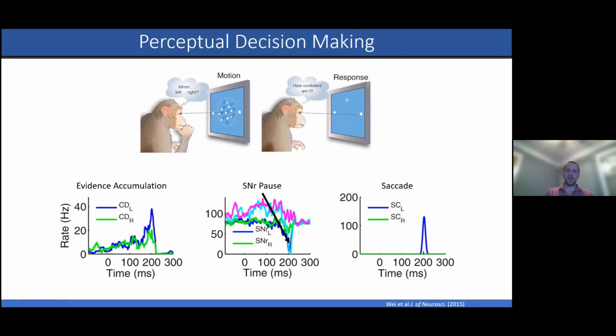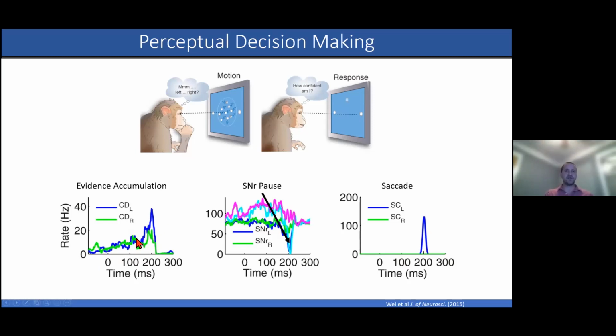All right, so a paradigm for decision making is a perceptual decision making task, where an animal looks at a screen with dots that are moving in different directions, and their task is to decide which way on average these dots are moving. And within the SNR, what you see from experiments, this is a model here, but you see a ramp in activity in the direct pathway for neurons that are trying to gate a left versus right decision.